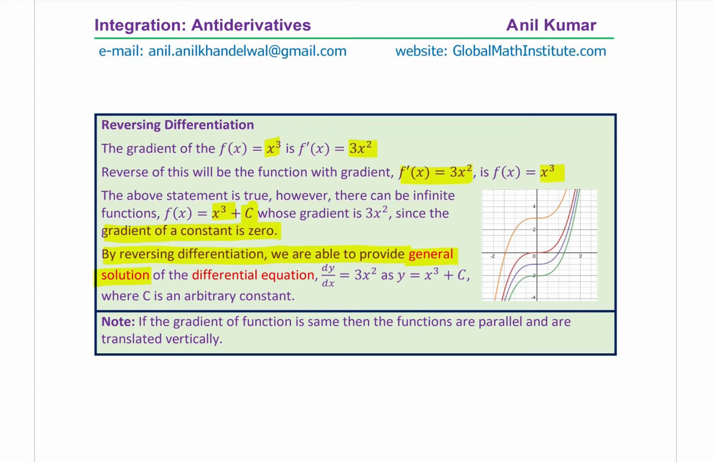To give you an example, these are the graphs of x cubed plus c, right? These are different graphs. All of them are parallel, right? And the derivative for all these graphs is going to be 3x squared. For all these graphs, we know that the derivative of these functions is basically 3x squared. Is that clear? So the function could be x cubed plus c.